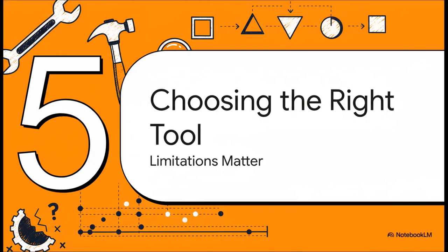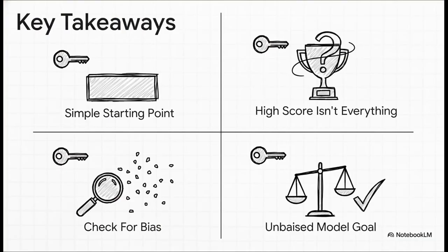So this all brings us to the final and honestly the most important part of the entire process. Not just building a model, but choosing the right tool for the job and really understanding its limits. So let's just quickly recap the big ideas. Linear regression is a fantastic, powerful, and easy to understand tool. It should almost always be your starting point. Keep it simple. But remember, a high R² score isn't the finish line. It can fool you. The real goal is to build an unbiased model, and the best way to check for that hidden bias is to get your hands dirty and actually look at the residual plots.